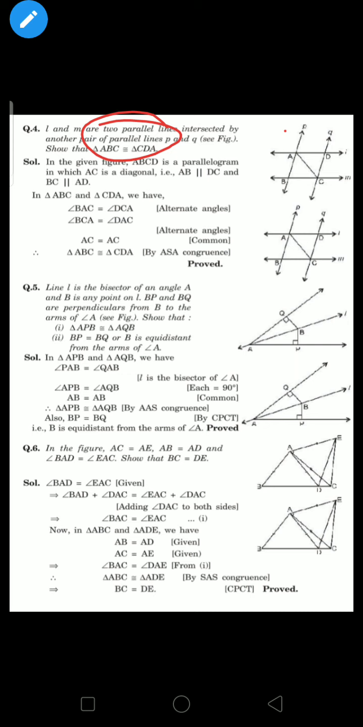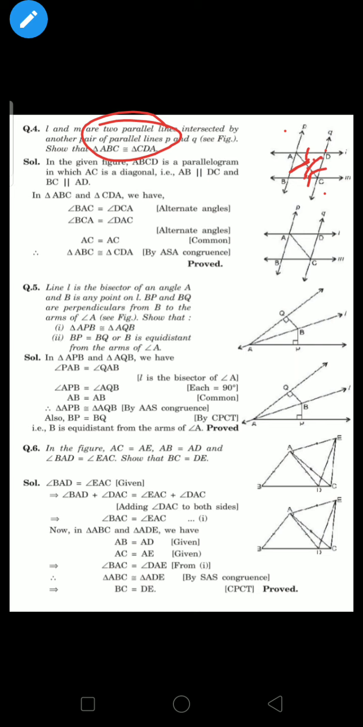Okay students, we will take first these triangles, and we know that this line is parallel to this line, so this angle will be equal to this angle as alternate interior angles, students. Okay, and this angle will be equal to this angle as alternate interior angles, and this line will be common to both, so these triangles will be congruent to each other.